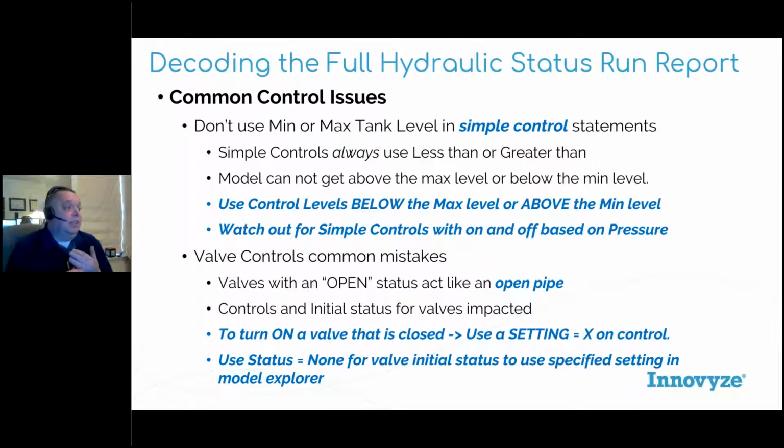So again, what were some of those issues? Well, a common mistake that we sometimes see in a control statement is they'll say, let's say the max level was 25 feet, hey, when the tank reaches 25 feet in a simple control, turn off. But because simple controls always use less than or greater than, and since you can't get higher than the max level, it won't ever turn off. Or if there's a min level at 10 feet, and you say, hey, turn on when the tank reaches below 10 feet, can't get below the minimum. So if you have those min or max levels in a control statement, it's not going to work.